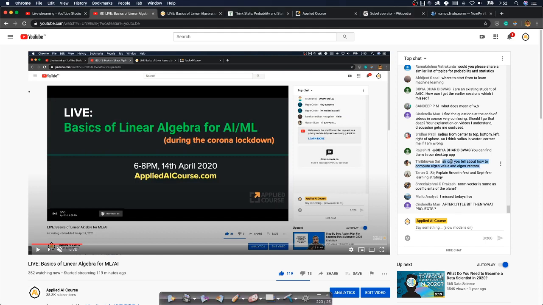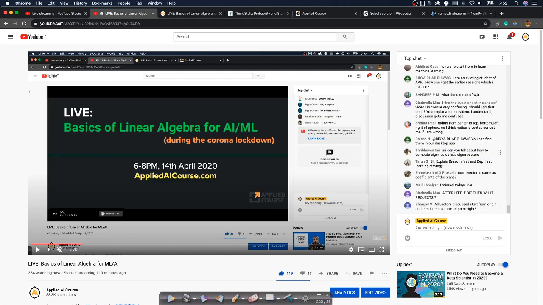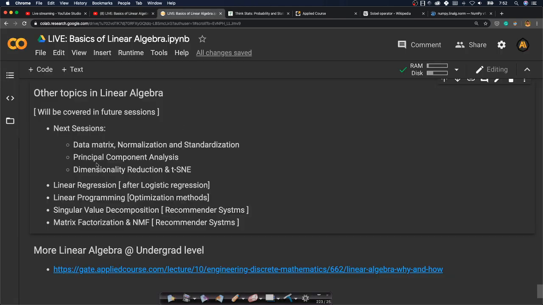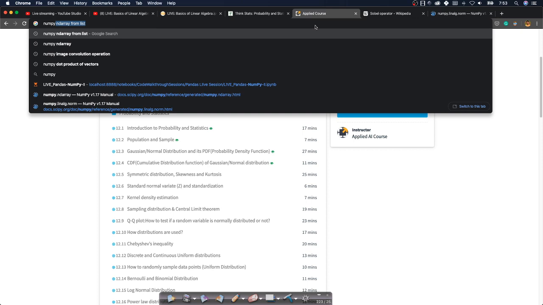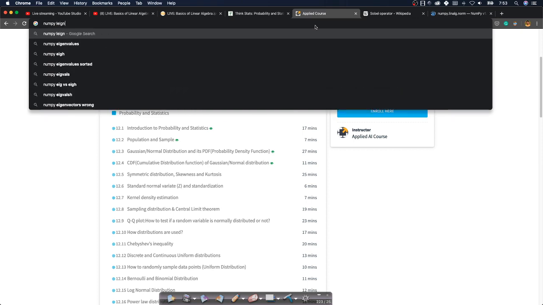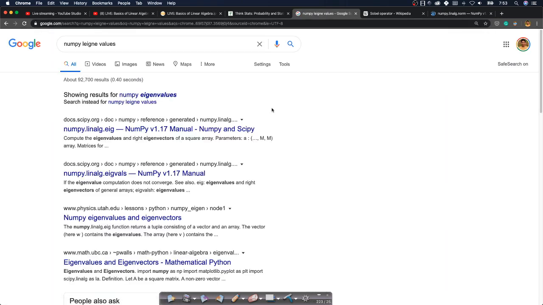So somebody asks how to compute eigenvalues and eigenvectors. Again, it's simply a function in NumPy. That is something we thought we'll discuss when we learn principal component analysis, because it requires eigenvalues and eigenvectors. If you want to know that, it's actually just NumPy eigenvalues. Just Google search. Okay.